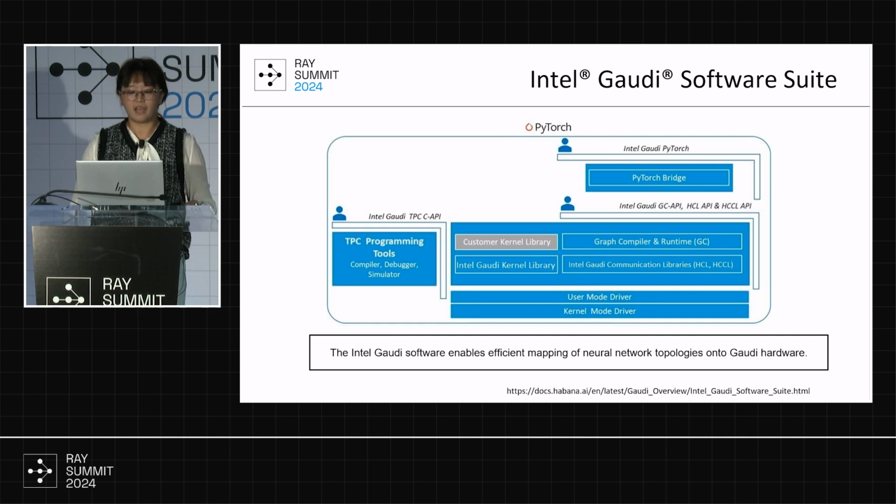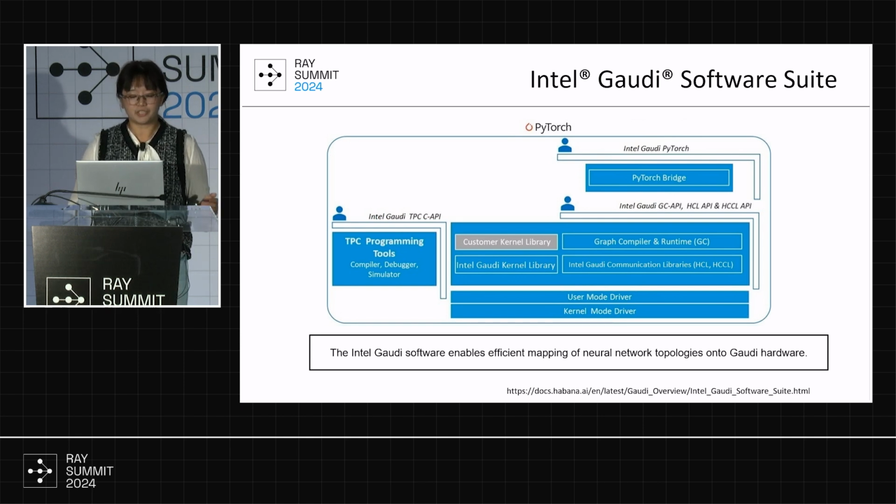Okay, so now let's talk about the software. We have this powerful hardware, but it's not NVIDIA, right? So we need to provide a software layer which helps users enable efficient mapping of neural network topologies onto the Gaudi hardware. On the top, we provide the PyTorch bridge, which seamlessly connects model execution code onto the Gaudi runtime. For the runtime, we provide lazy mode, eager mode, and torch compile mode, which is really popular this year.